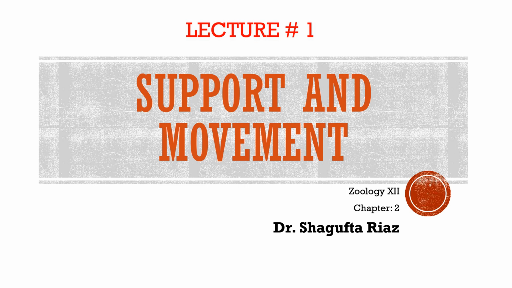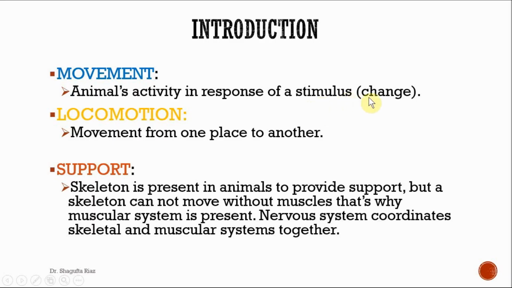To understand support and movement in animals, we have to recall these two terms, that is movement and locomotion. Movement is the animals' activity in response to a stimulus. A stimulus is the change caused in the environment in response to which animals do movement. Locomotion is movement from one place to another.